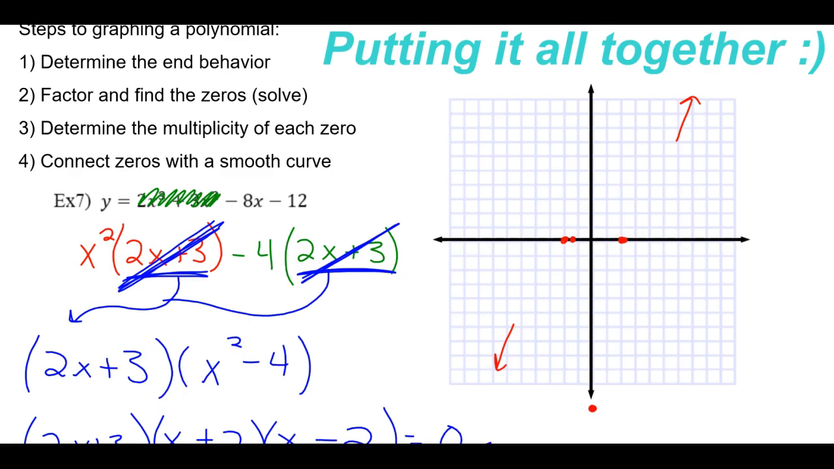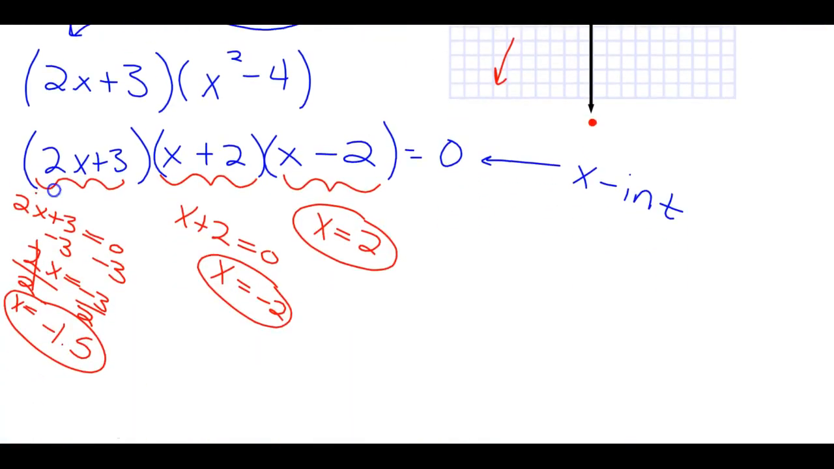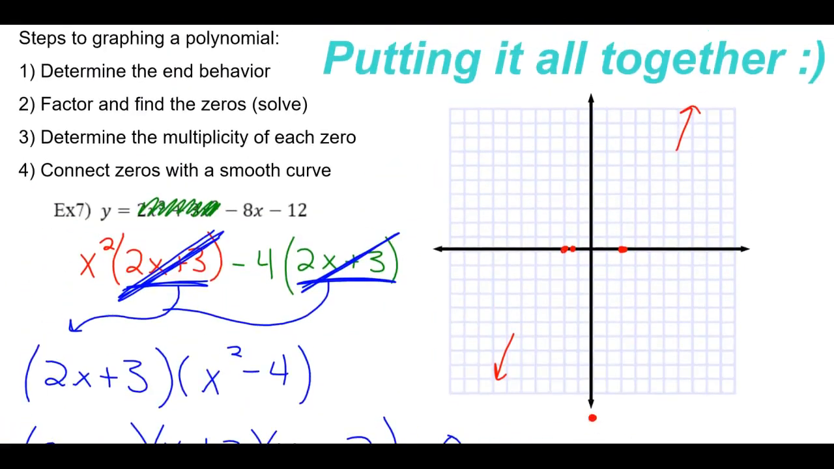Now the last thing to figure out, do any of them bounce? When I got down here to the very end, were any of these squared? Were any of the factors squared? No. So none of them bounce. We're going to start at the bottom of our mountain. Here we go. We're going to go up.